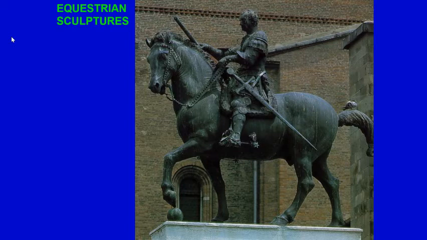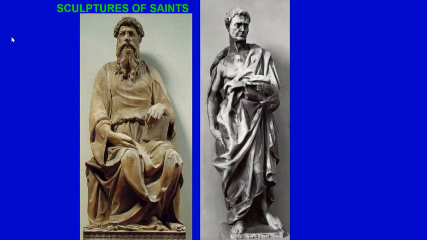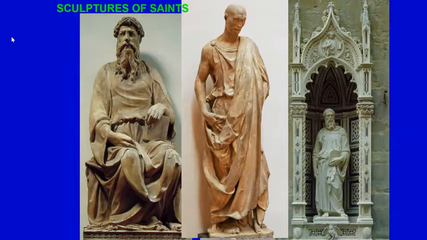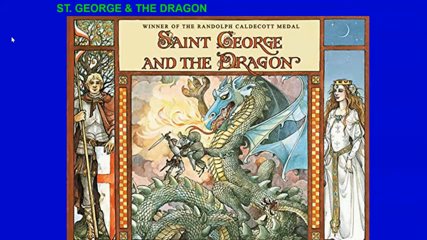But he did lots of sculptures of horses, and he did sculptures of saints. Right, these are very typical of Donatello. But his most famous saint that he did a sculpture of was Saint George.